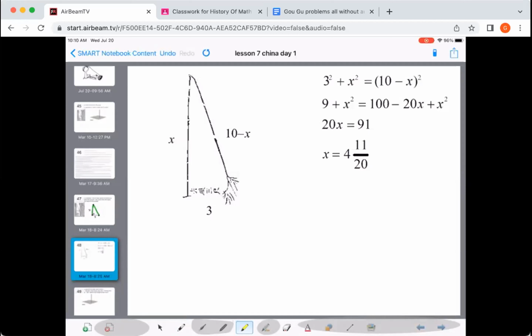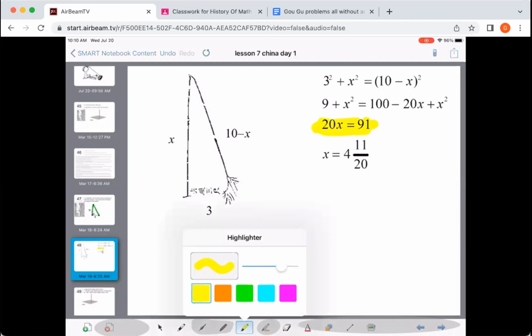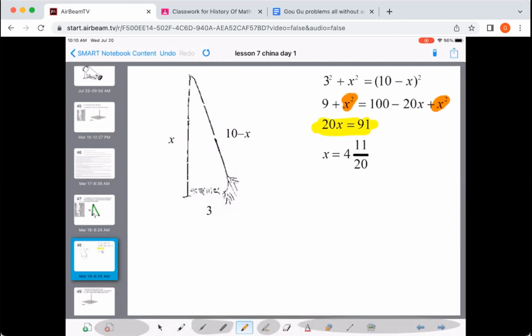But what I had in mind is that the x squares cancel out. That never happened. This ends up being a linear equation. It did not require taking a square root at all. So it's unusual. Even if you don't know how to take square roots, this bamboo question becomes a linear equation instead of a quadratic equation.